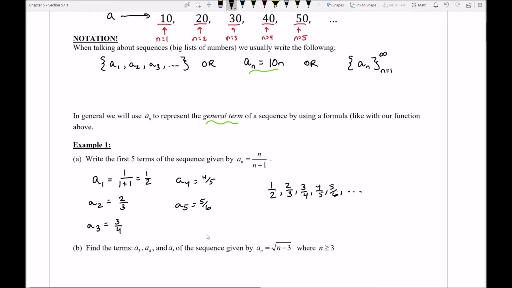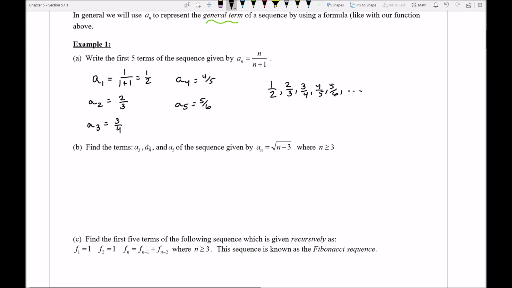If I take a look at part B, I'll notice that I can do the same sort of thing. Here I want to find a3, a4, and a5. So notice here that this is a formula again that produces the numbers in my list, but very interestingly here, notice that the smallest value of n that I'm able to work with is actually the number 3. This shows some strangeness that can occur in the way that we label these terms of the sequence. Here, a3 is actually the first number that comes out of this list. I'm starting from counting at 3.